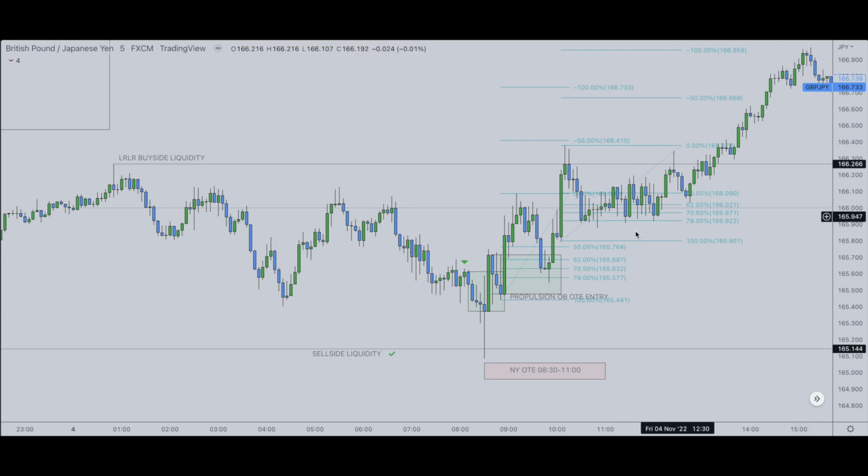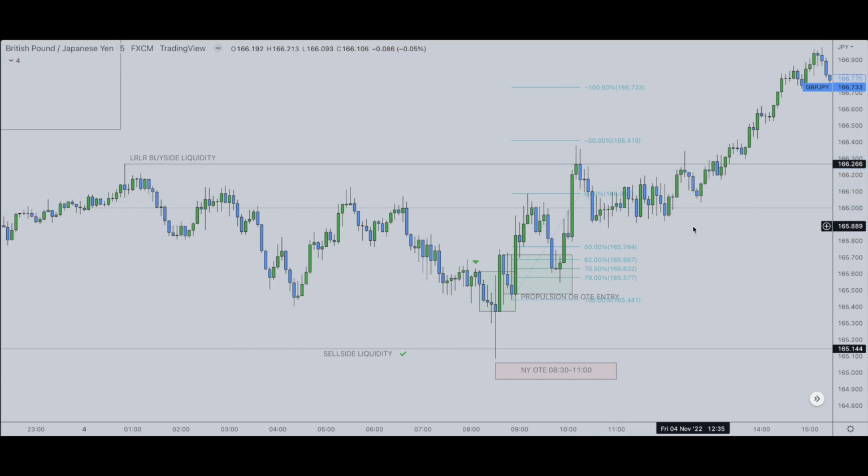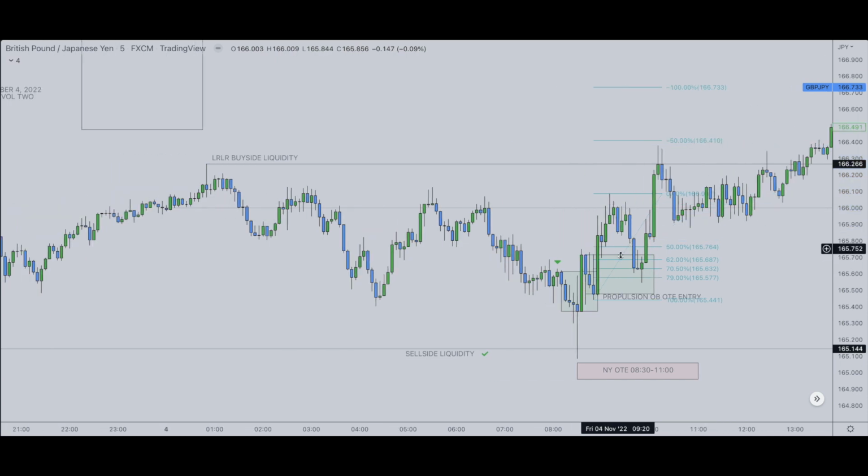Now you don't have to be in this whole move. This is a big move here. You can get in at this 62%, and if you take out that buy side here, you're expecting to get a run on this swing high here. Show you guys how many pips are possible here.